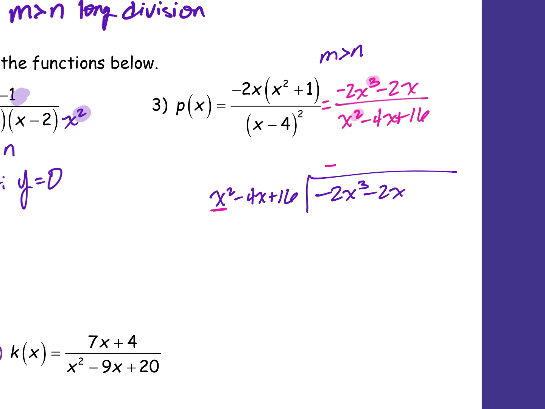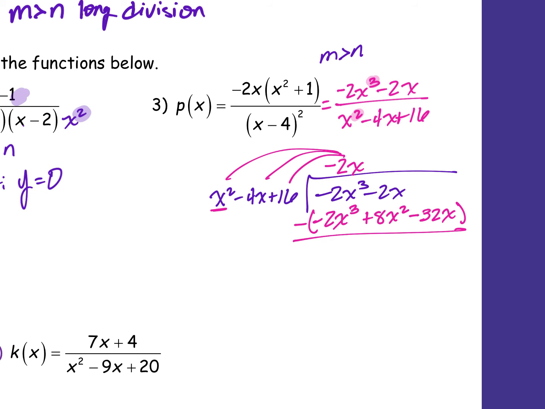Yes, very good. Negative 2x. So now I'm going to multiply negative 2x by everything, right? I'm going to multiply here, here, and here. So I get negative 2x cubed plus 8x squared minus 32x. Is that correct? 16 times 2? Yeah. Okay. And then I'm going to subtract that from what's above.